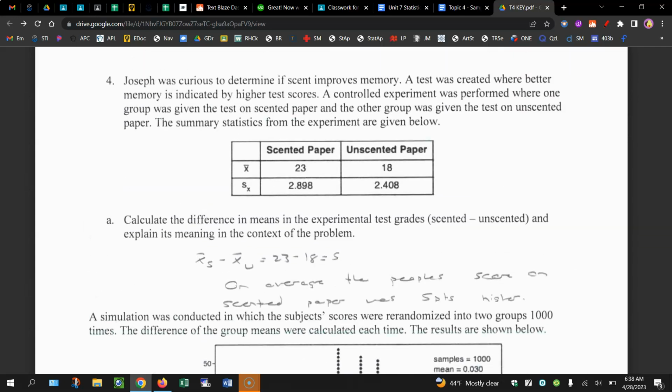Moving on to page 4. So you're talking about a memory test on scented paper versus unscented. They want now the difference of scented minus unscented. This is the first time where we're going to have a positive difference. Remember, this x with the bar over it is the sample mean. This is the sample standard deviation. So we're subtracting the means to get 5. In context, on average, the people's score on the scented paper was 5 points higher than those unscented.